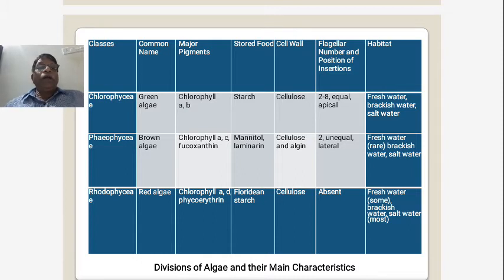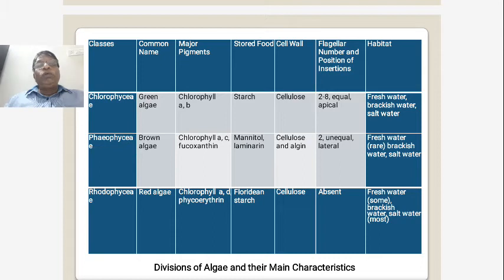Next column, cell wall. The members of this class show cell wall. The cell wall is made up of mainly the cellulose. Presence of cellulose chemical. Then, next one is the presence or absence of flagella or cilia.